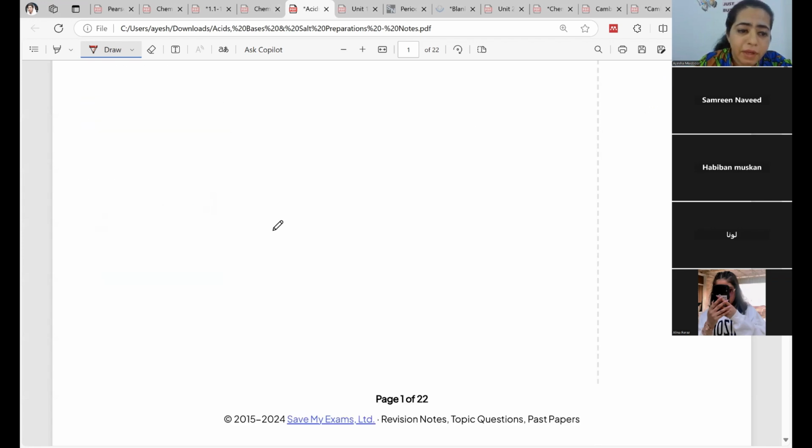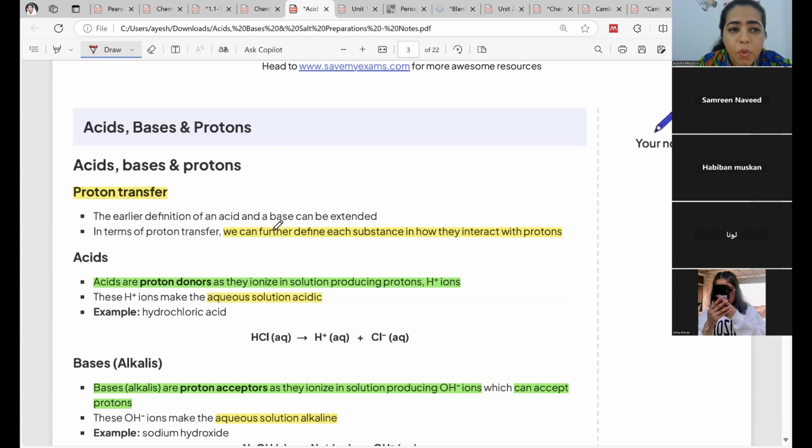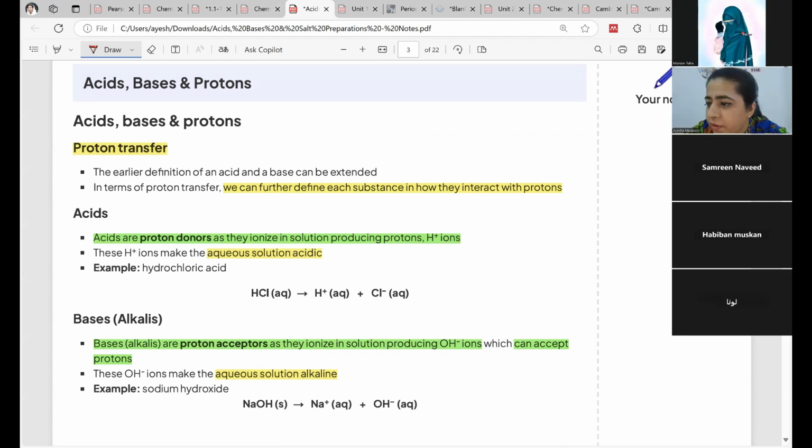Okay, let me ask you guys, before starting the solubility rules, whatever you know about acid and base, how we can define an acid and how we can define a base. Raise your hand if you know anything about the definition of acid and base. Okay, we have Mariam. Yes, Mariam? Miss, I think that acid is a proton acceptor and base is a proton donor. Okay, not this definition.